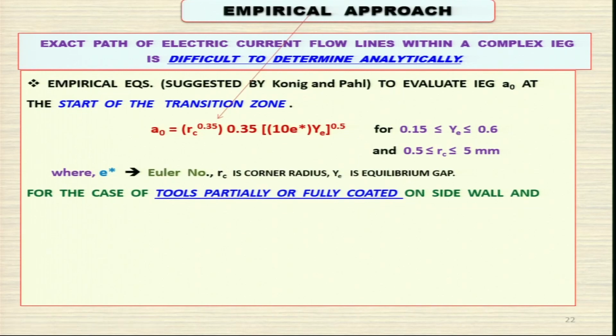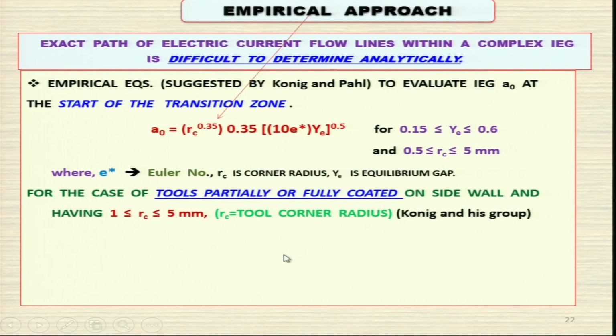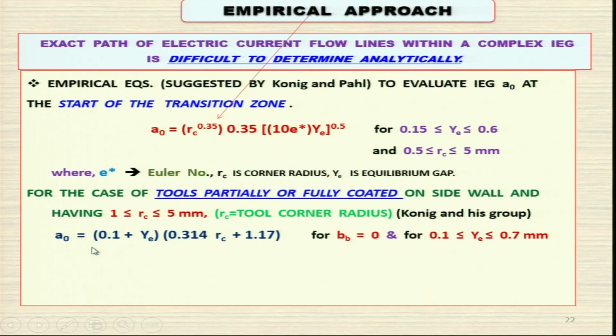For the case of tools partially or fully coated on side wall, this was for bare tool, side wall and having RC greater than 1 and less than 5 millimeter, RC, that is the tool corner radius, they have proposed this equation A0, because this is a different case. For the bare tool, this is for the partially or fully coated tool. This equation: 0.1 plus YA into 0.314 RC plus 1.17. Why is it empirical? Because all these equations are based on experimental results, and they have analyzed these experimental results and determined these constants 0.314, 0.1 and so on.